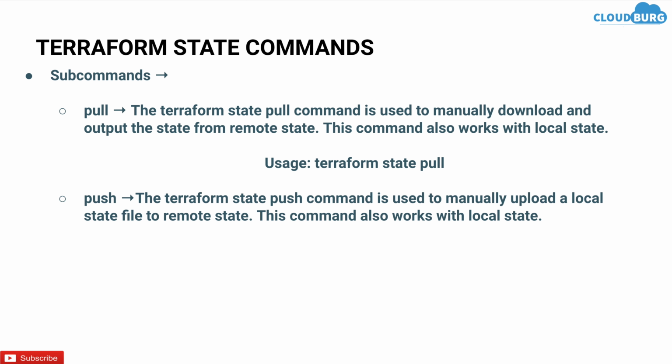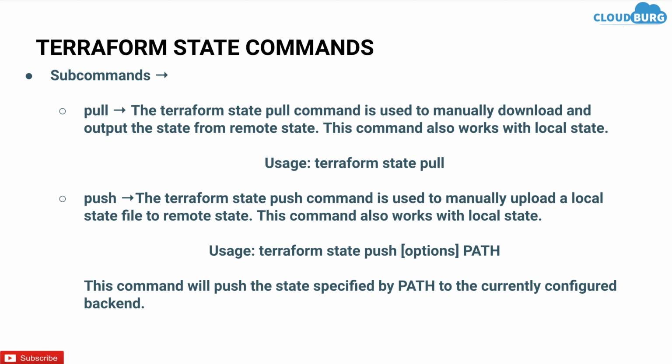Next command is the push command. The terraform state push command is used to manually upload a local state file to remote. From the name it is clear, like we are pushing something. So here we are pushing the state file to a remote state. This command also works with local state. And the syntax is terraform state push. This command will push the state specified by path to the currently configured backend. So when you have to move any local Terraform state to remote state, you can make use of the terraform state push command.